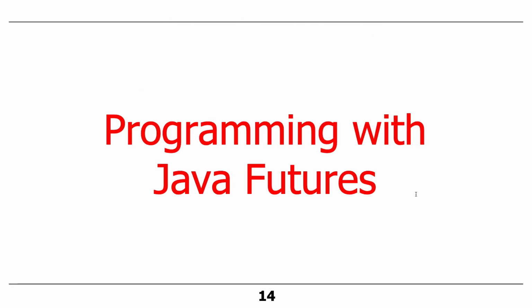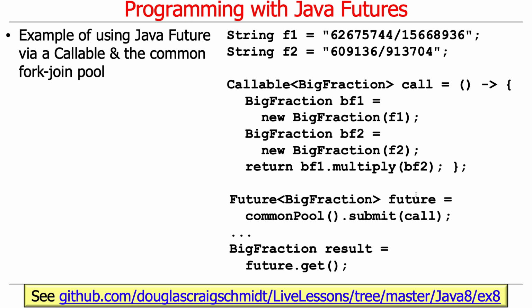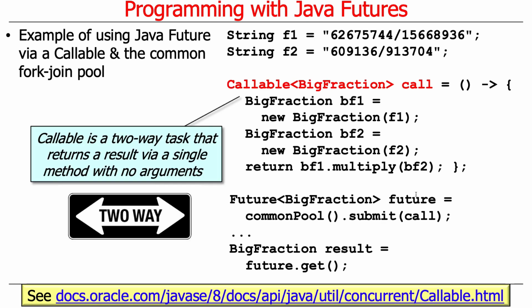All right, so now that you've got a high-level view of what futures are, let's talk in a bit more detail about how you program them. This will walk through the example in more detail, and you can find this example, as always, in my Java GitHub account in the ex8 folder. Here's what the code looks like. We've got these big fractions, f1 and f2, and we have a callable, which is a two-way task that returns a result via a single method with no arguments. That's what this is here.